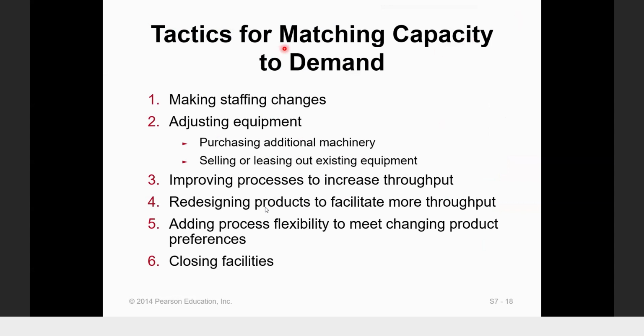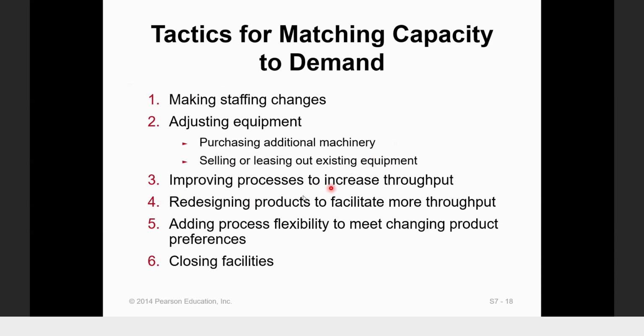So we need to match between demand and capacity, seperti yang saya sebutkan tadi. These are some of the strategies we make. Satu strategi adalah kita making staffing change. This is not a good strategy. Maksudnya kita buang pekerja bila demand rendah, kita ambil pekerja bila demand tinggi. This is not a good strategy because we cannot maintain good staff. Okay, adjusting equipment. Kita beli mesin tambahan bila demand tinggi, ataupun kita sewa, ataupun kita jual bila demand rendah. So this is not a good strategy ya. 1 dan 2 is not a good strategy.